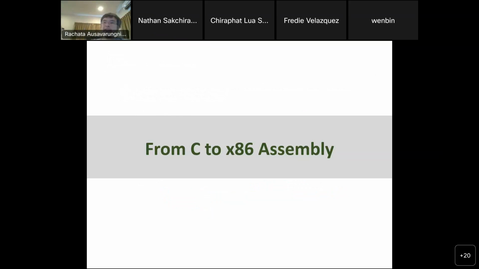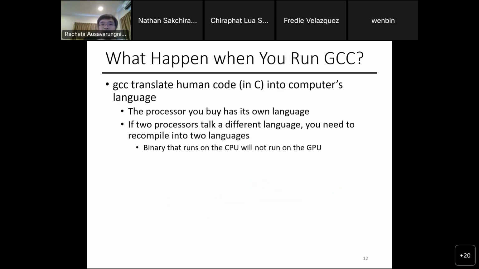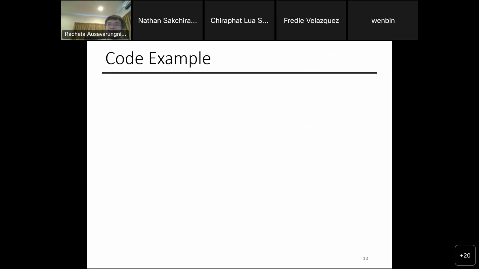Now we're going to shift gear a little bit and talk about what happens when you run a C program. To motivate that, we have all been using GCC, right? We translate human code into computer language and you get the binary that represents your assembly code. So let's take a look at this. I'm going to do a quick pause after I show the code example, which is this.